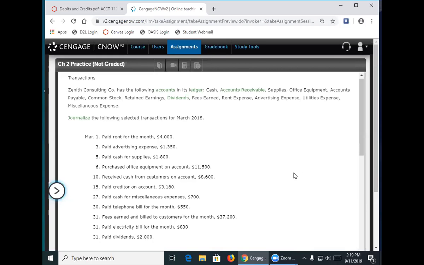Okay, so that's what we're doing in this chapter. We're going to journalize transactions, and then we're going to post them to ledger accounts. I showed you T accounts. T accounts are like unofficial accounts. So for every account that we have in the business, we first create a chart of accounts, and it lists all the accounts we use in the business.